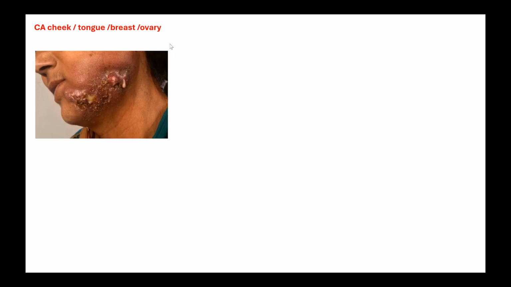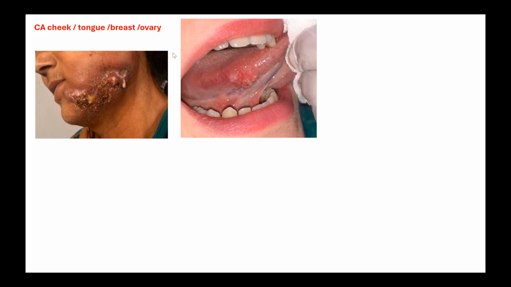Now coming to the malignancy cases, we have CA cheek, tongue, breast or ovary cases. Something peculiar for each one will be there. So this is a picture of a CA cheek, a picture of a CA tongue. What are the problems in anesthetizing these patients?